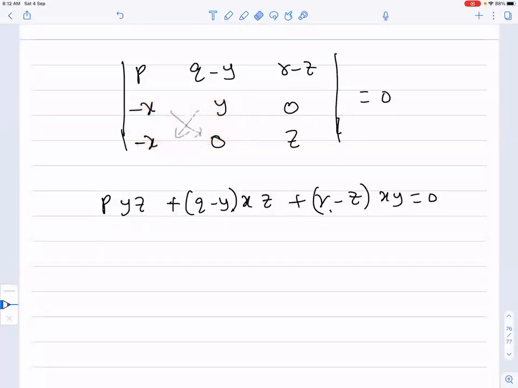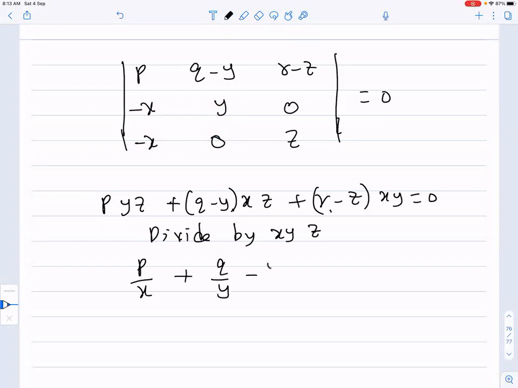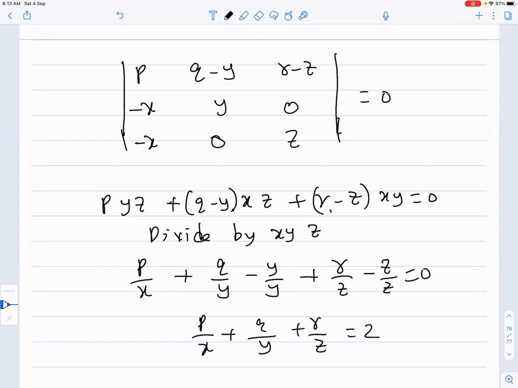Yes, sir. Now, what are we going to do? We are going to divide this by xyz. What are we going to get? p upon x plus q upon y minus y upon y. xz cancels, y will divide. Plus xy cancels, z will divide, r upon z minus z upon z equal to 0. We will get p upon x plus q upon y plus r upon z equal to 2, that is 1 plus 1. Understand, students?